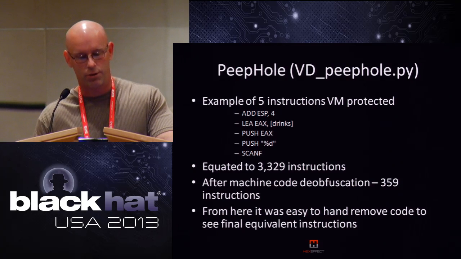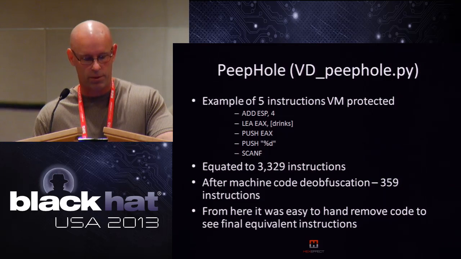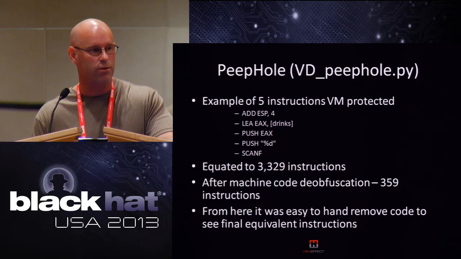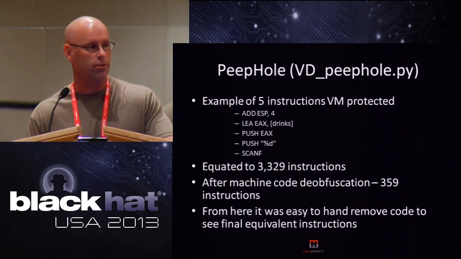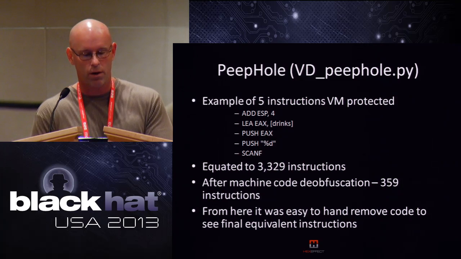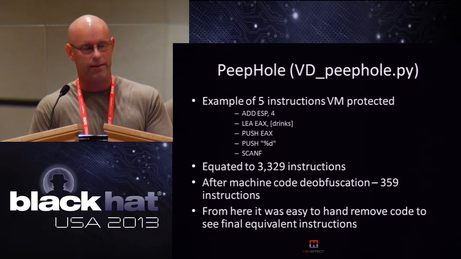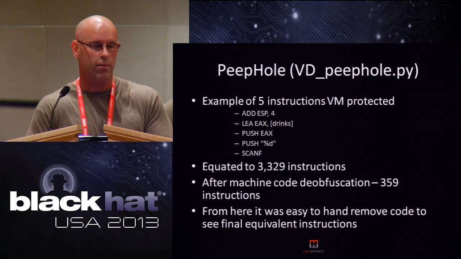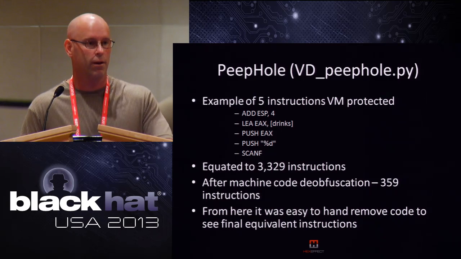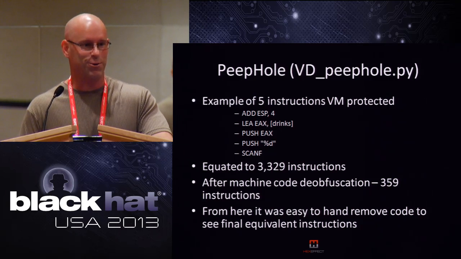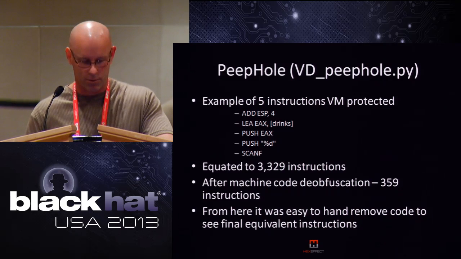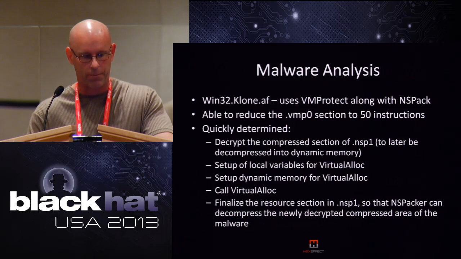Here's 5 instructions that were the original instructions that were protected. After removing the virtual machine, there were still 3,329 just to represent these 5 instructions. And all that was code obfuscation. After running the peephole tool, I got it down to 359. The reality is I could probably get it even tighter, but I was running out of time, so it was good enough. But the point was I was able to reverse those 359 really quick and say it was equivalent to these instructions. So I'm having a good time at that point.